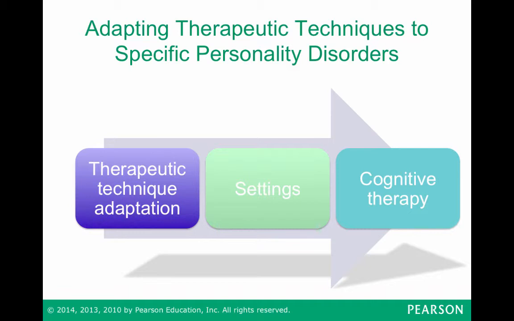So, how do we adapt therapeutic techniques to specific personality disorders? The therapist needs to be familiar with the disorder and be willing to adapt their therapeutic techniques to keep the client engaged. The setting is very important. A lot of these people may end up in a treatment center. With the antisocial, they may end up in prison and things.